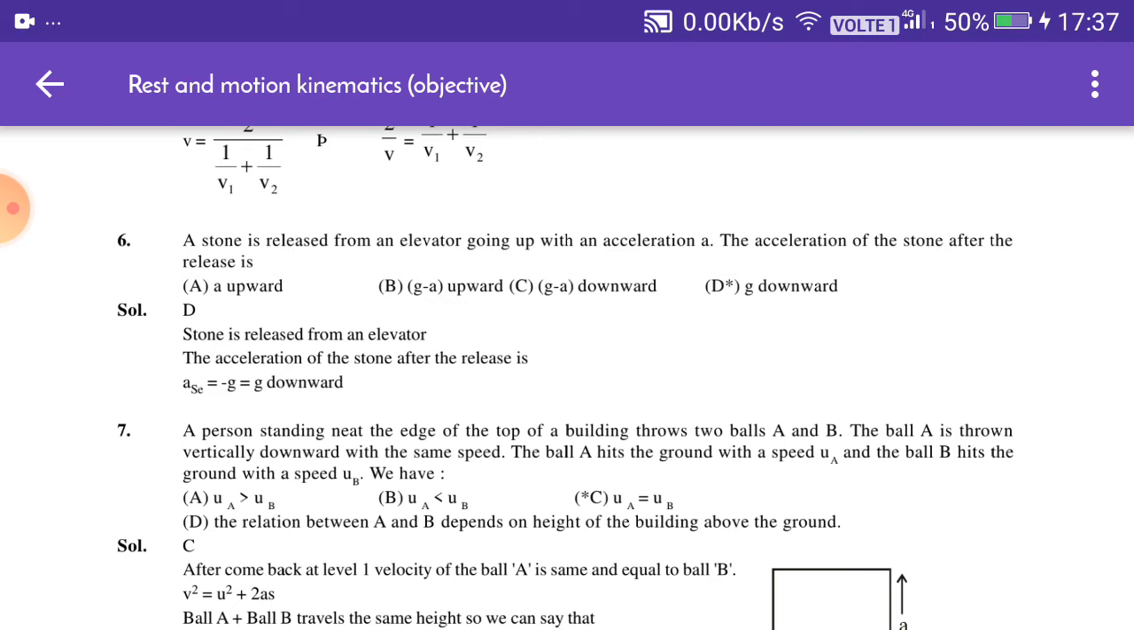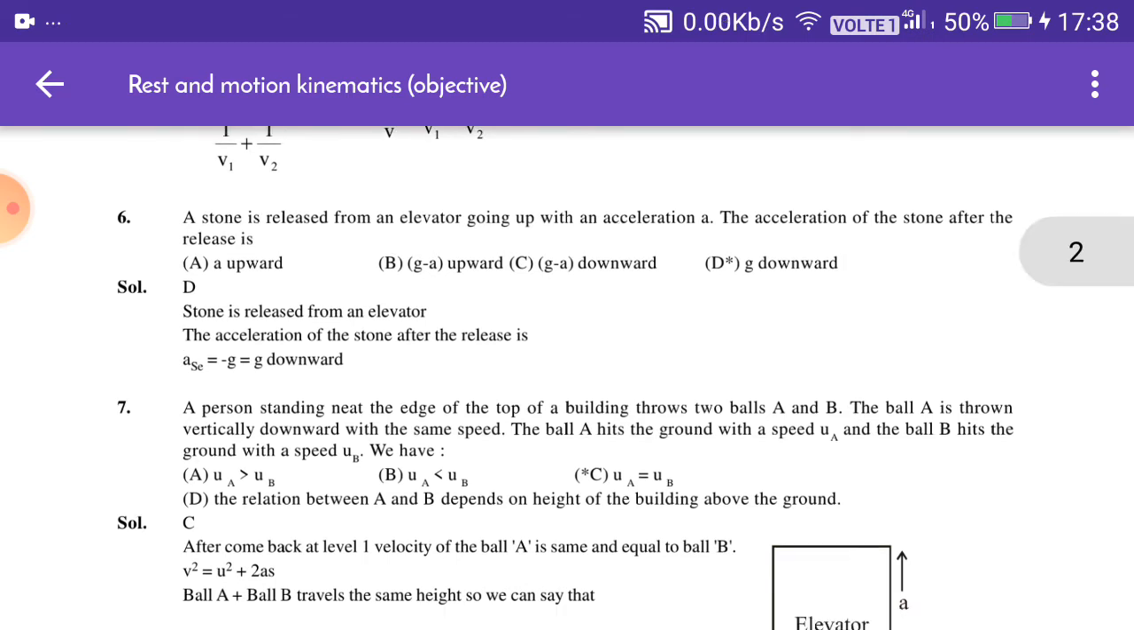A person was standing near the top of the building and throws two balls, A and B. Ball A is thrown vertically downward with the same speed. Ball A hits the ground with a speed of UA, and ball B hits the ground with a speed of UB. Then what will we have? We will have UA is equal to UB, because the speeds are equal.